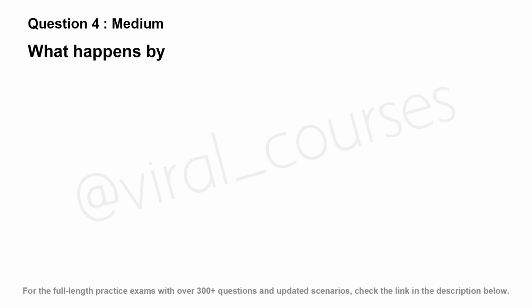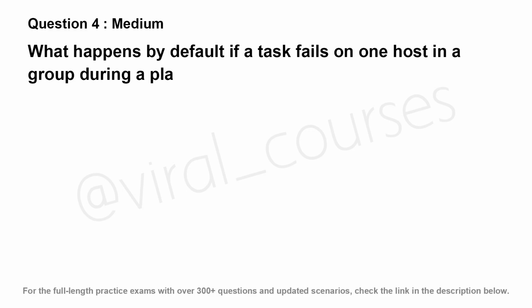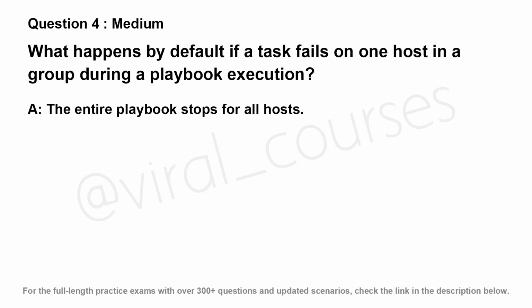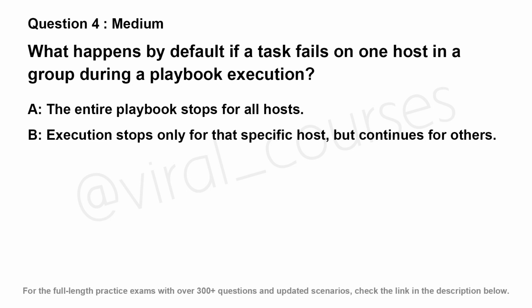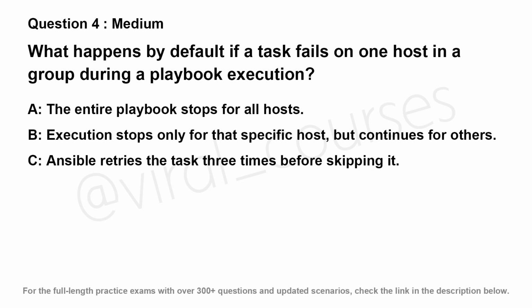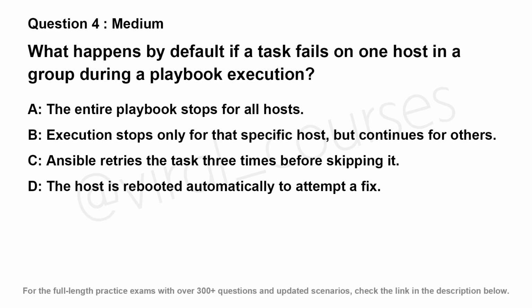What happens by default if a task fails on one host in a group during a playbook execution? Option A. The entire playbook stops for all hosts. Option B. Execution stops only for that specific host, but continues for others. Option C. Ansible retries the task 3 times before skipping it. Option D. The host is rebooted automatically to attempt a fix.